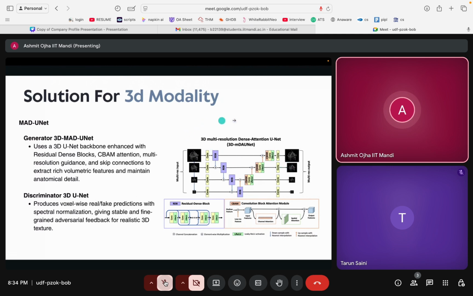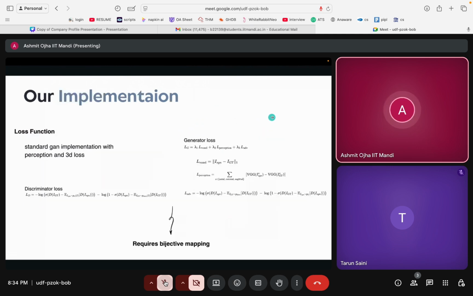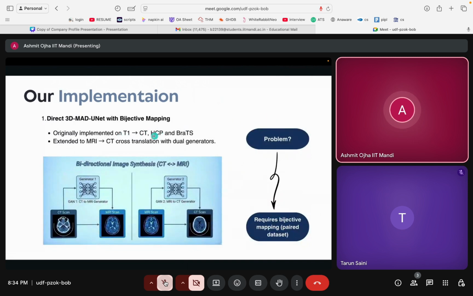This type of network was already working well over 3D modality and produced very good results. Initially, it was trained on T1 to CT, HCP, and BRATS. We extended it for MRI to CT on the SynthRAD dataset. The overall architecture was something like this.